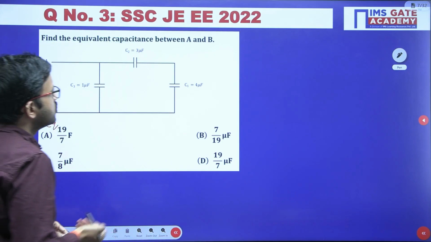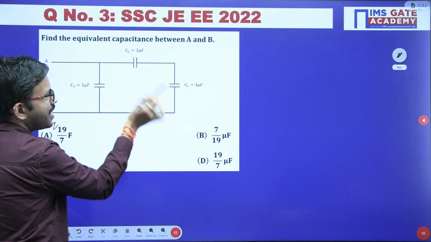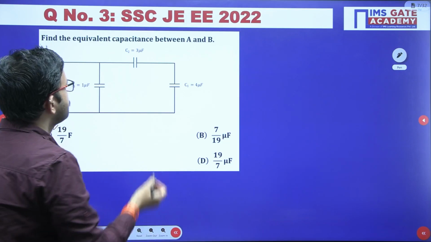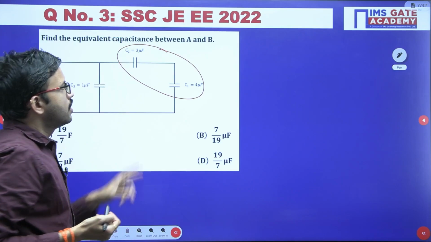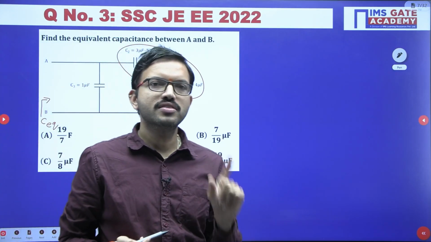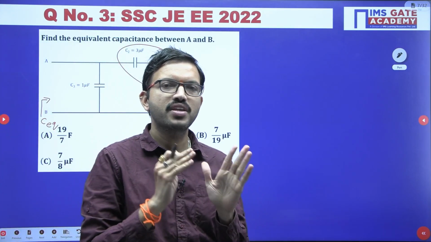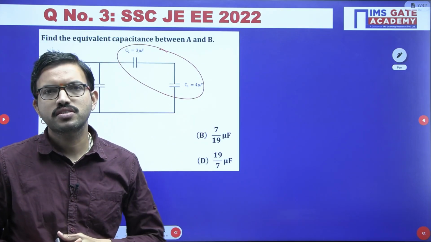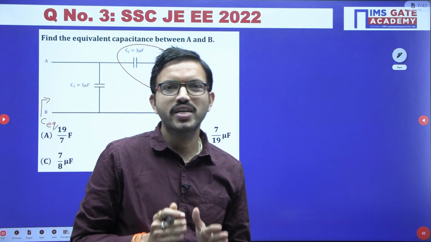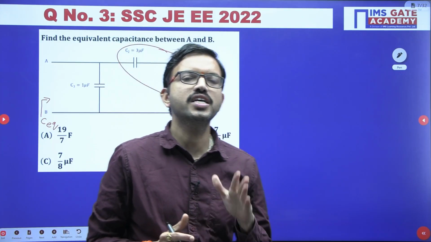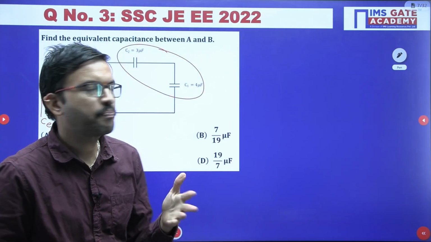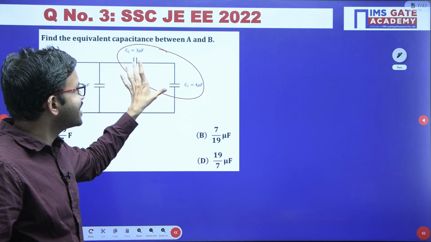So here you can observe these two capacitors are connected in series. Whatever formulas you have learned with respect to resistors, especially regarding the equivalent resistance, similar formulas are applicable for inductors, whereas for capacitors it is exactly opposite. Here capacitors are connected in series.